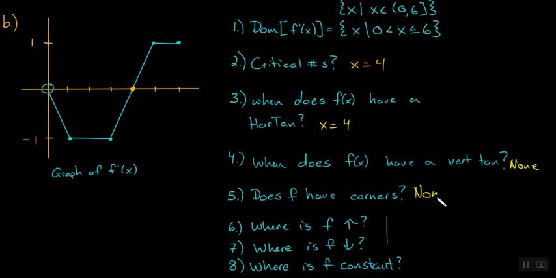So 4 was none, a trick question. All right, I think 6 and 7 are also kind of tricky questions. Okay. Shaw, where is f increasing?